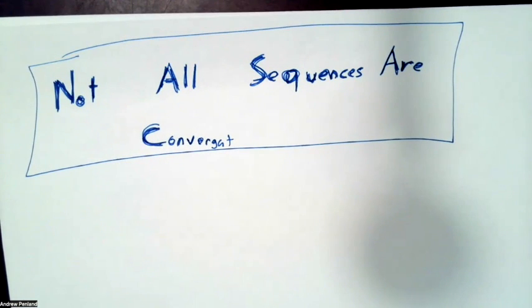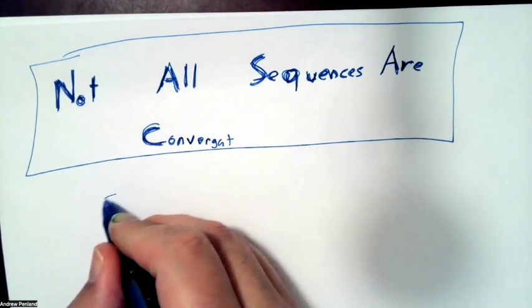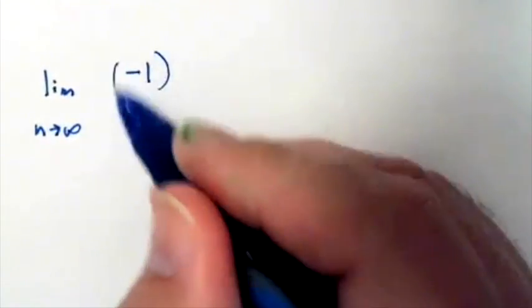The big thing to point out, it's really important here, is not all sequences are convergent. Okay, let's look at a couple of examples. Some of them, let's look at the limit as n approaches infinity of (-1)^n.